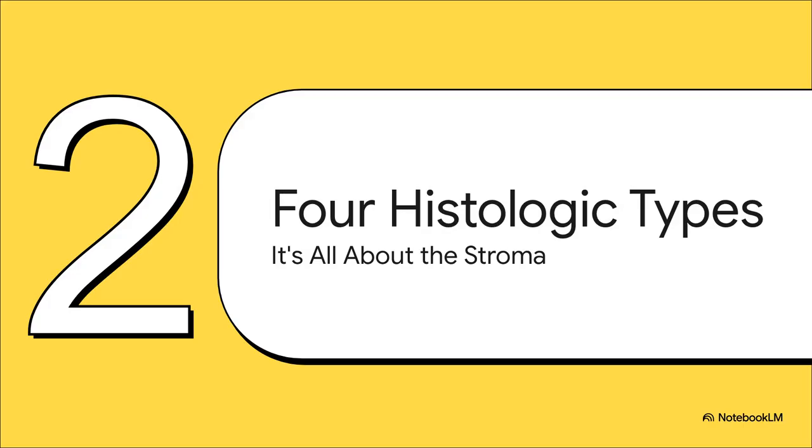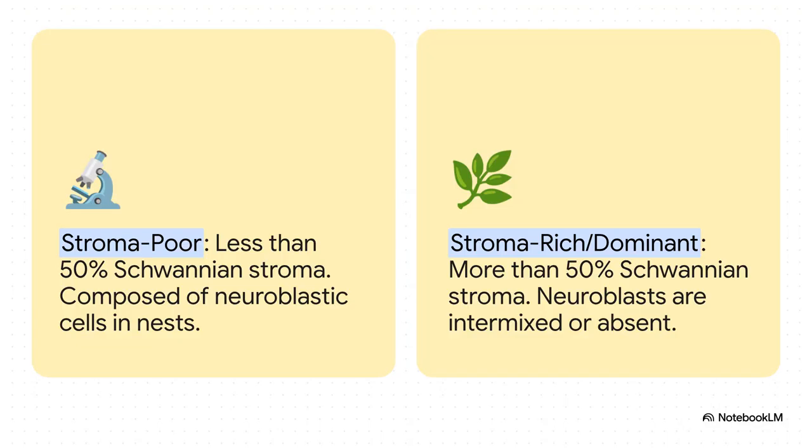Okay, on to section 2, the 4 main histologic types. And here's the secret, the thing you have to burn into your brain. The key to classifying these tumors isn't really the neuroblasts themselves. Nope. It's all about the background. It's all about the stroma. So it really boils down to this one simple question. Is more than 50% of the tumor made up of the Schwannian stroma? If the answer is no, you're in the stroma-poor category. If it's yes, you're in the stroma-rich or stroma-dominant camp. That one distinction, right there, is the first huge fork in the road for your diagnosis.